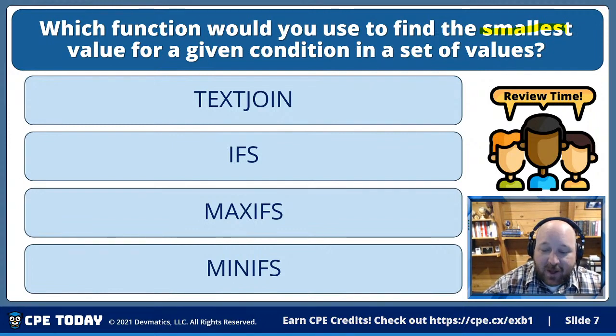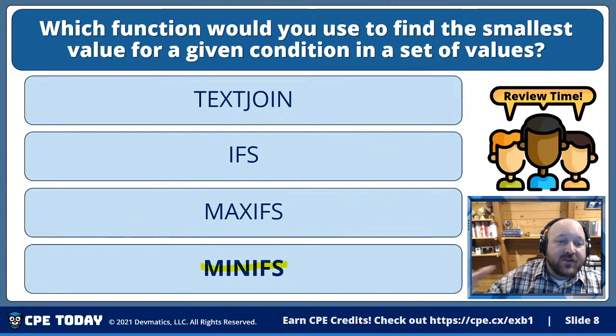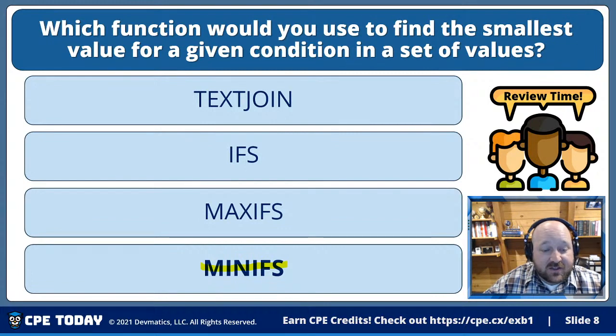If we're trying to find the smallest values, MAX is certainly not going to get us that. It gets us the opposite of that. The correct answer here is going to be our MINIFS. So that would be what we would use to find the smallest value of a given condition or set of conditions inside of Excel. And it's just a very easy formula to be able to operate against.